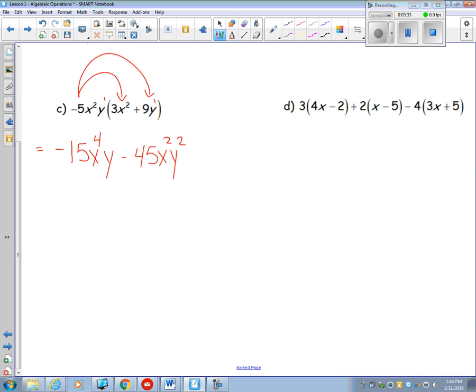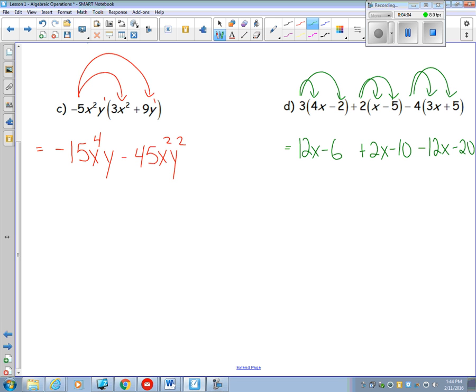If we try the last one, everything in front times everything inside. So the 3 is going to multiply with this bracket, the 2 with this bracket, and the negative 4 with this bracket. Every time I get a plus or minus sign between the brackets, it's basically creating a separate part of the question. So 3 times 4 is 12x, 3 times 2 is 6. 2 times x is 2x, 2 times negative 5 is negative 10. Negative 4 times 3x is negative 12x. Negative 4 times 5 is negative 20.